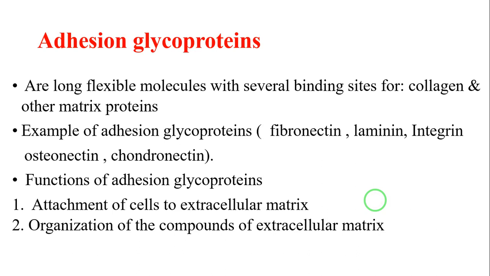The other component is the adhesion glycoprotein. From the name, they are very important as a glue. It's a site for attachment. Examples of the glycoproteins are the fibronectin, laminin, chondronectin, integrin, and osteonectin. All these are the adhesion glycoproteins that are part of the extracellular matrix. They are the site for the attachment of the cell, and they can also help in better alignment of the components of the extracellular matrix.